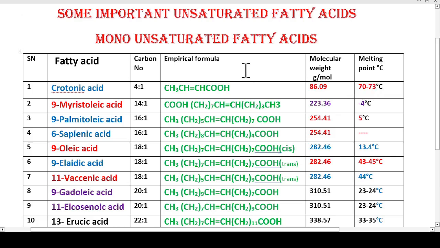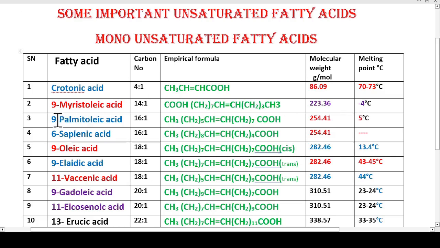Next one is 9-myristoleic acid. Myristic acid is a saturated fatty acid, while this 9-myristoleic acid is an unsaturated fatty acid. Myristic acid contains 14 carbons, and here it contains one double bond. The 9 means the double bond from the carboxyl group is at the 9th carbon. You can see here in this equation, this is COOH, the first carbon, then CH2 chain 7 times, 7 plus 1 is 8, and this is the 9th carbon. Between the 9th and 10th carbon, the double bond has taken place. This 9-myristoleic acid has a molecular weight of 254.41 grams per mole, and its melting point is 5 degrees centigrade.